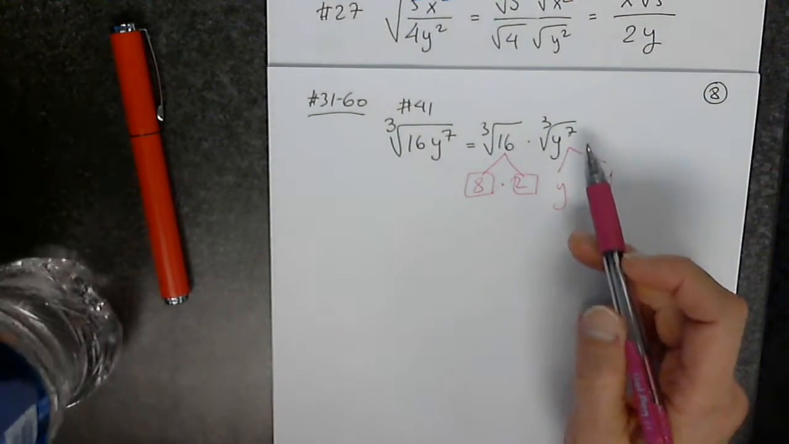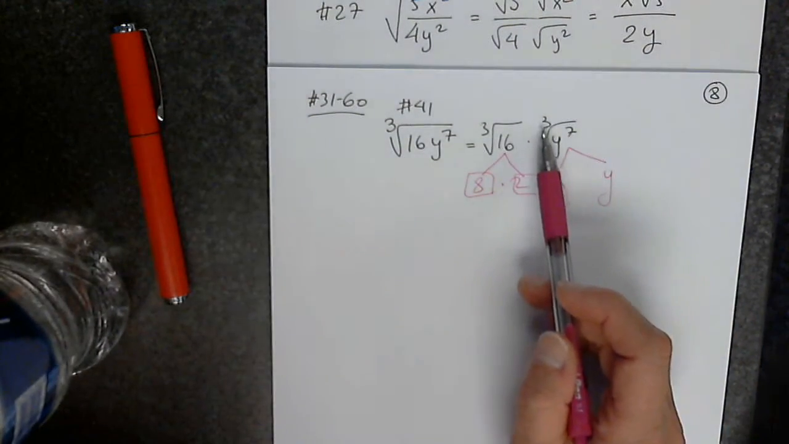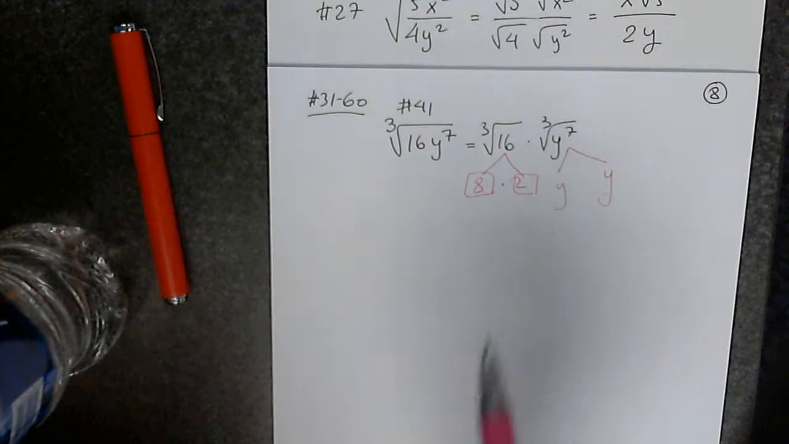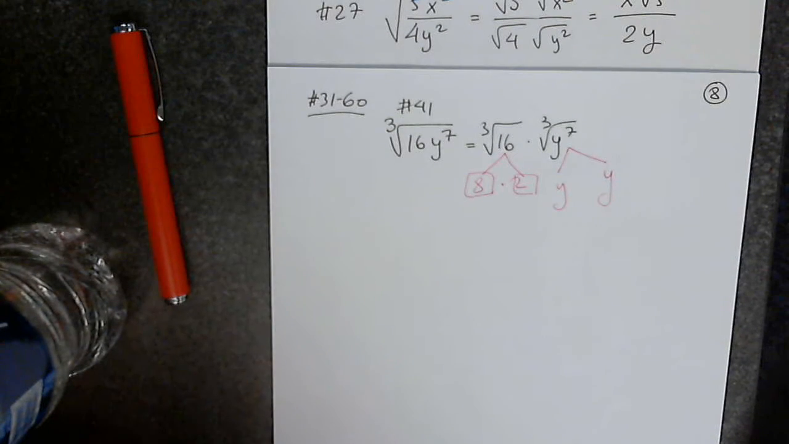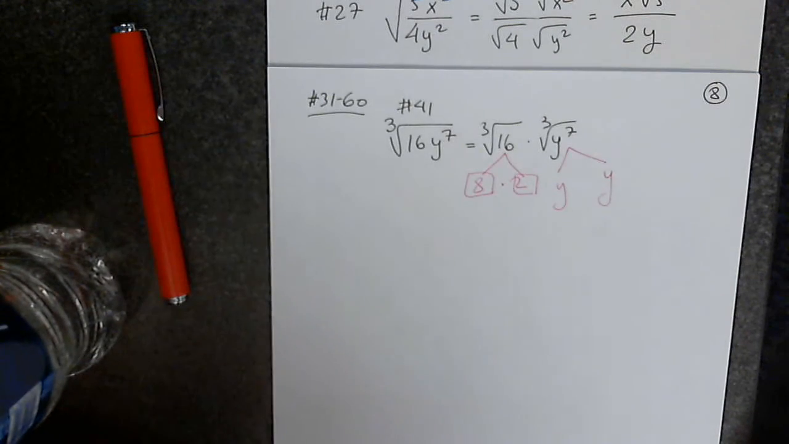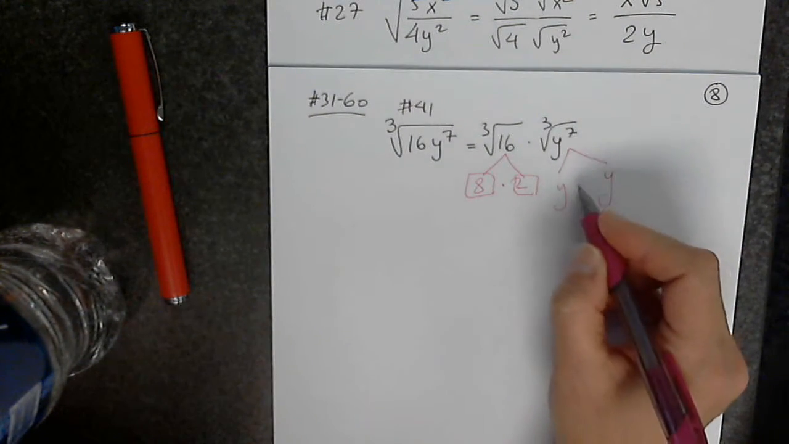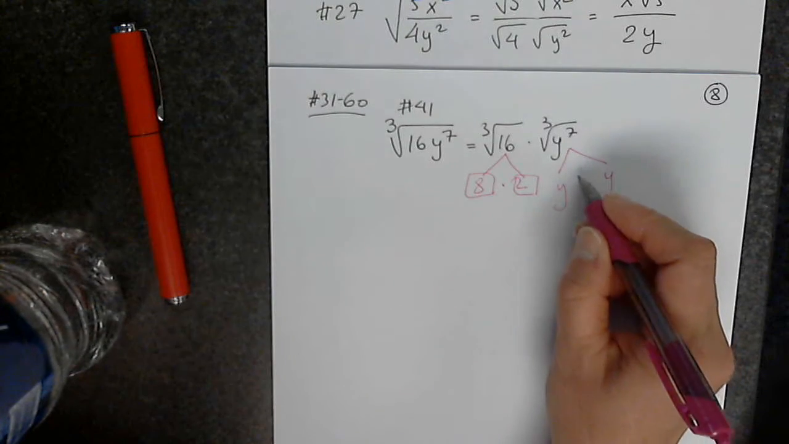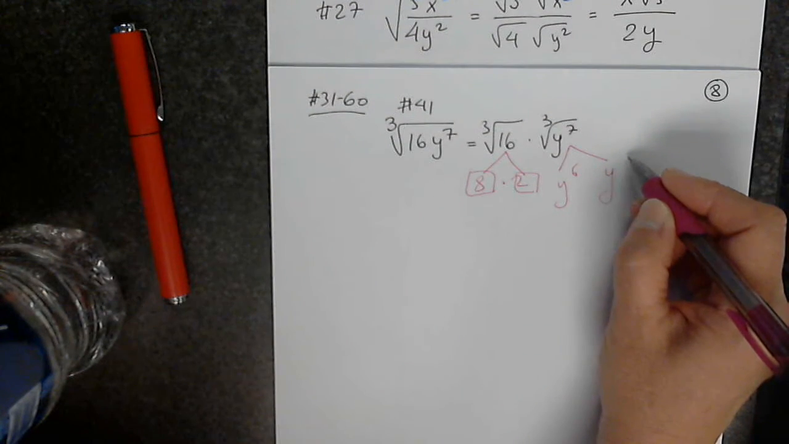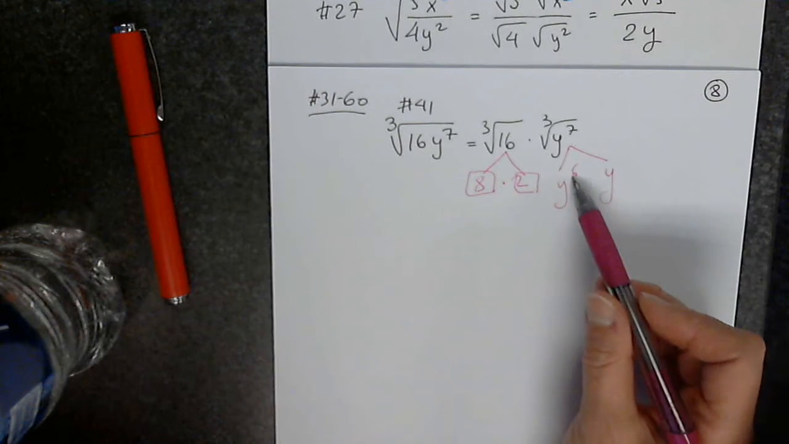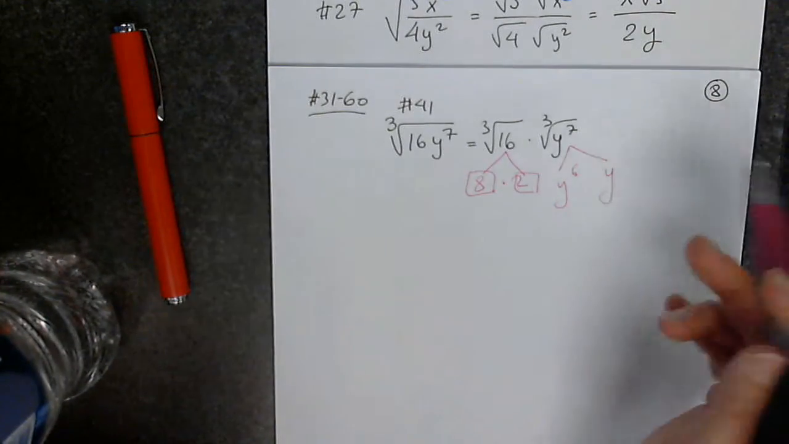Now, remember what we did a few minutes ago. 7 divided by 3 is not an integer. Go back 1. Is 6 divided by 3 an integer? So this is what I need. So what do I need? Y to the 6. Very good. And y to the first. Yes, because y to the 6th times y will be y to the 7th.